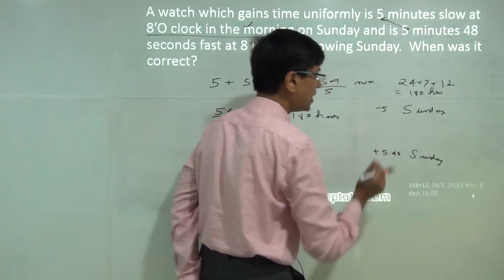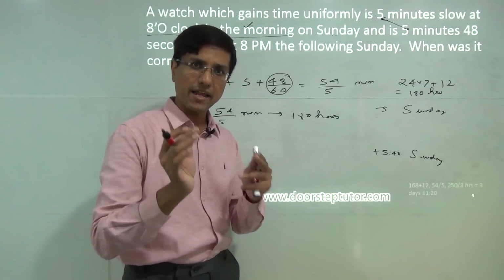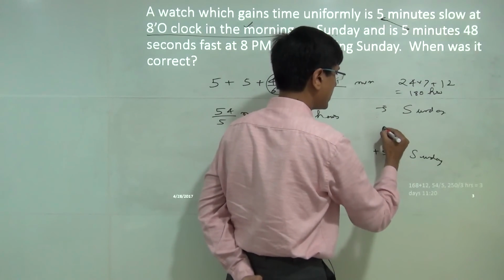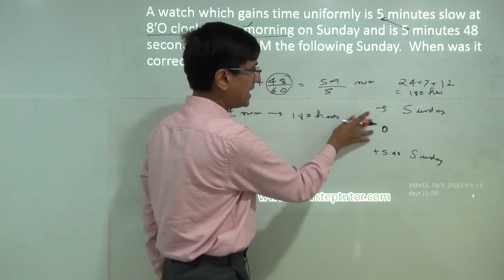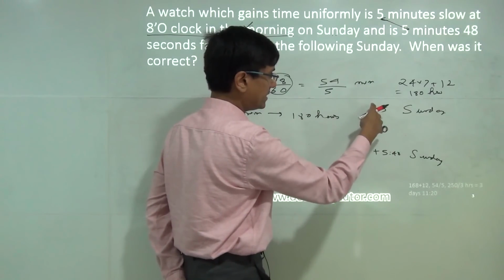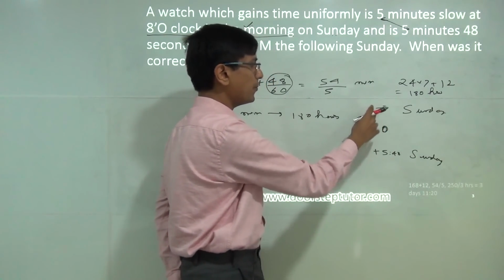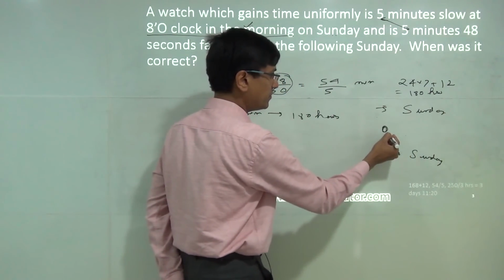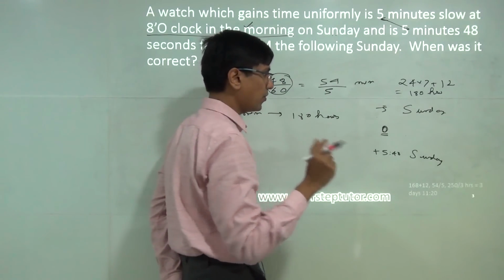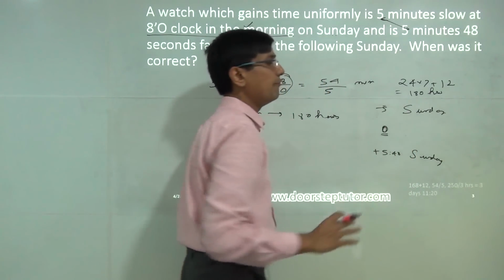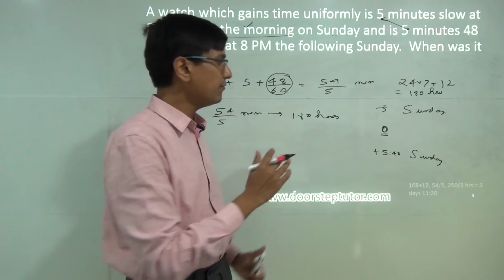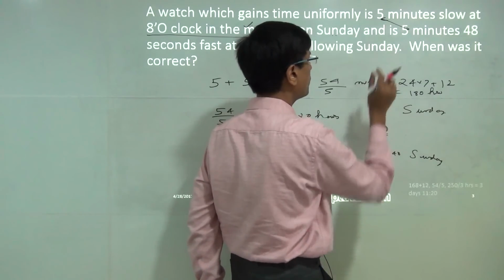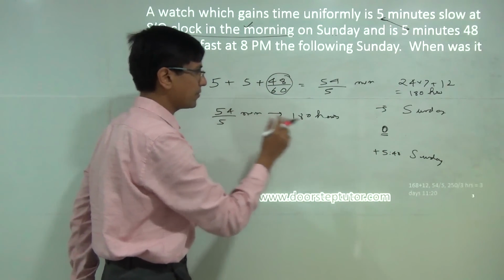From here to here, there must definitely be a time when this clock would have been accurate, which means it would have shown the exact time that an accurate clock would have shown. The difference between the times would have been 0, and we are asked to find when that would happen. At what time would this clock become exactly accurate? That's what we are going to find.